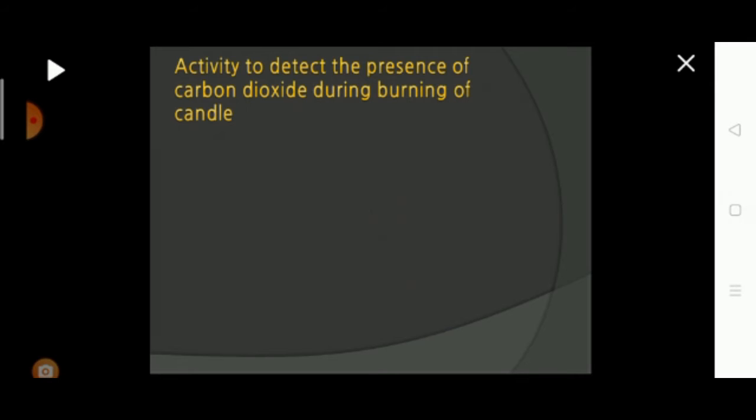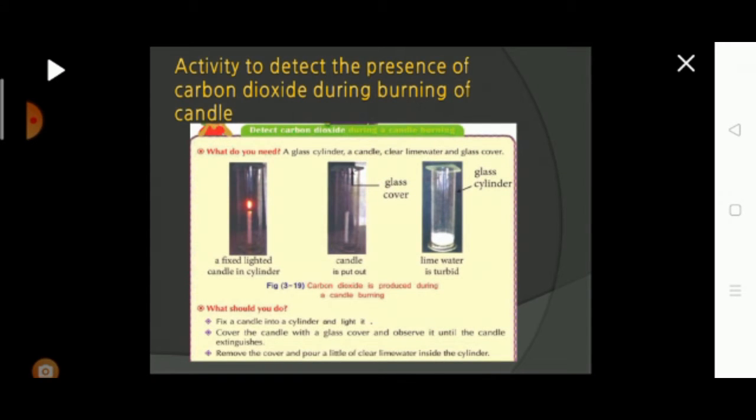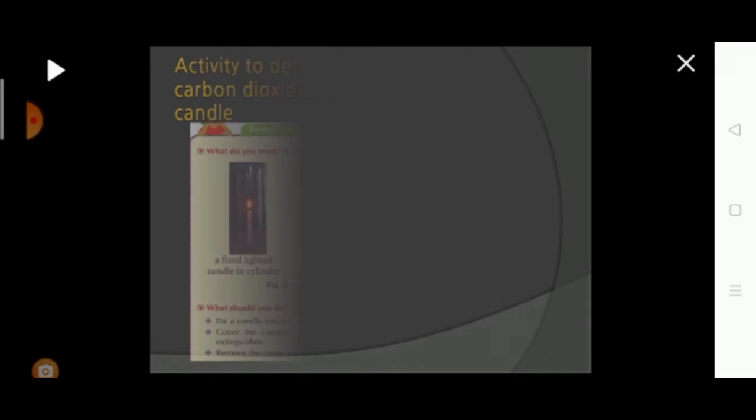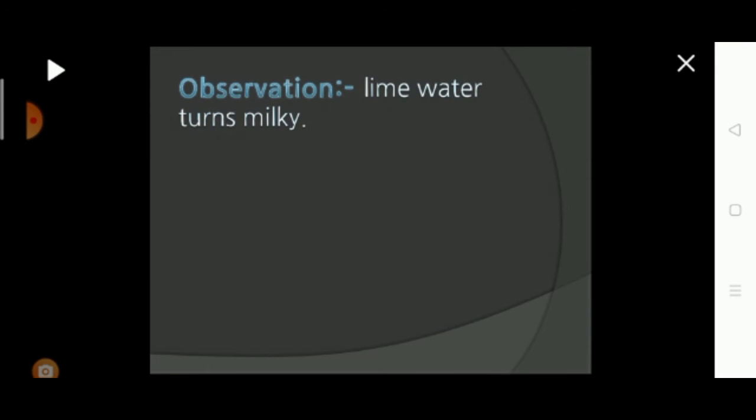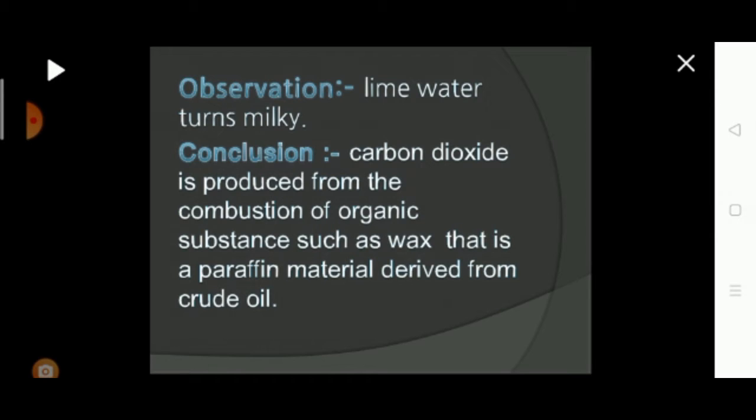Another activity to detect the presence of carbon dioxide is during burning of a candle. Simply, fix a candle into a cylinder and light it. Cover the candle with a glass cover and observe it until the candle extinguishes. Remove the cover and pour a little clear lime water inside the cylinder. What is the observation? Yes, lime water will turn milky in color. Conclusion: carbon dioxide is produced from burning of an organic substance such as wax, that is paraffin material derived from crude oil.